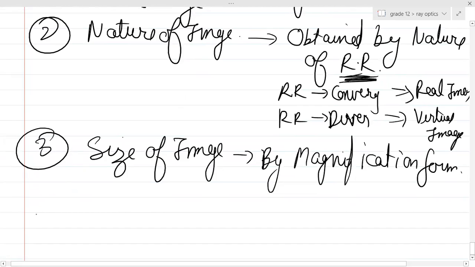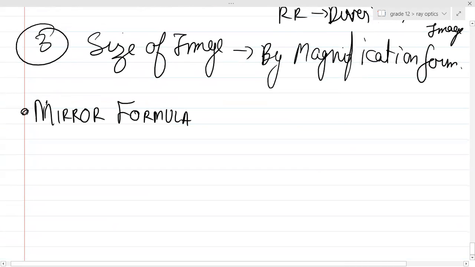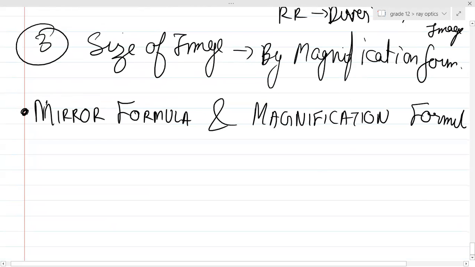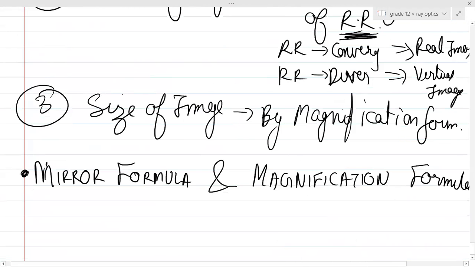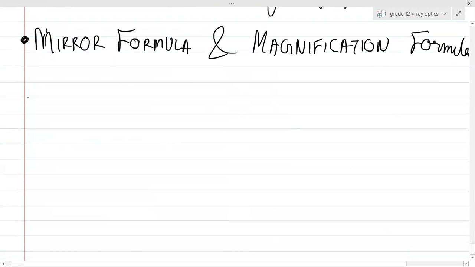Let's derive. So we'll write the mirror formula and magnification formula. We'll do the derivation, right? Guys, this is an important derivation from your school point of view. So basically, what have we considered? Let's take any case. Let's take a concave mirror.